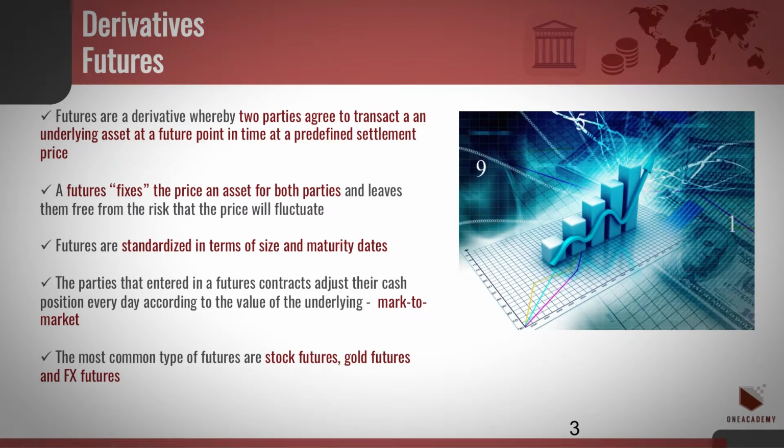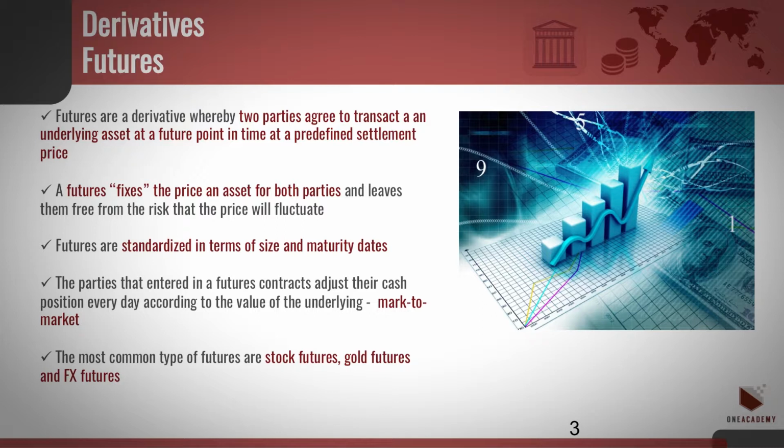Futures. Futures contracts, or just futures, are a derivative whereby the two parties agree to transact an underlying asset at a future point in time and at a predefined settlement price. A future fixes the price of an asset for both parties and frees them from the risk that the price will fluctuate. There is always a side that wins and a side that loses money in a futures contract, yet both parties benefit in that they mitigate the risk of their portfolios.